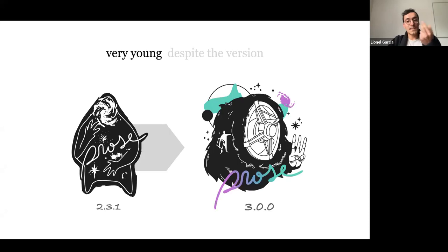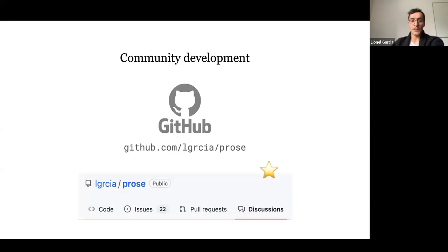So prose is a really young project, despite the number of the version. Right now we are at version 3. And what we want with version 3 is really to do a community development. It has been developed quite locally with people around me, but we really want to open the development to the community. So we are on GitHub and we want to have developers joining the project.